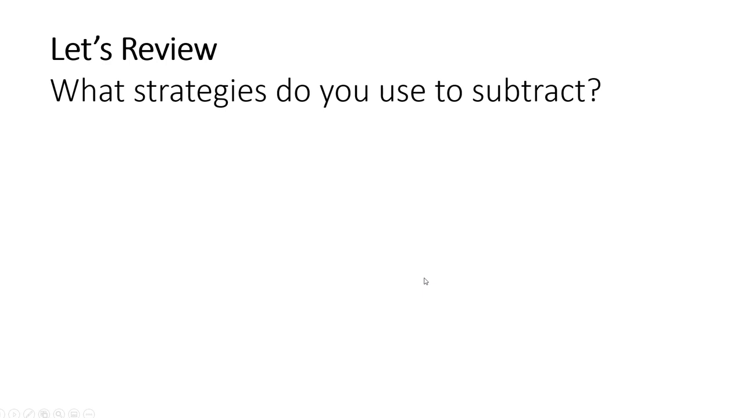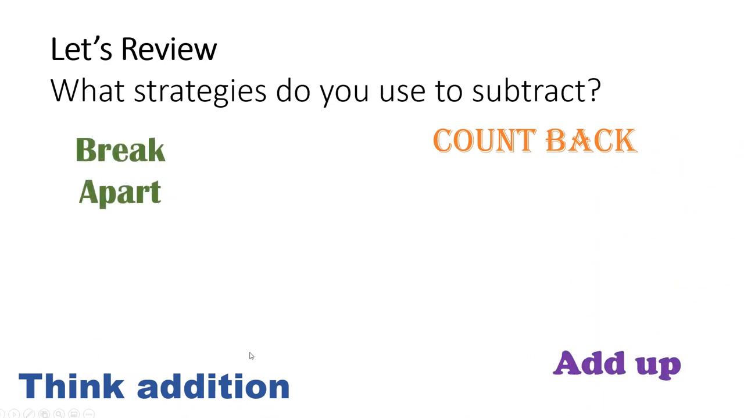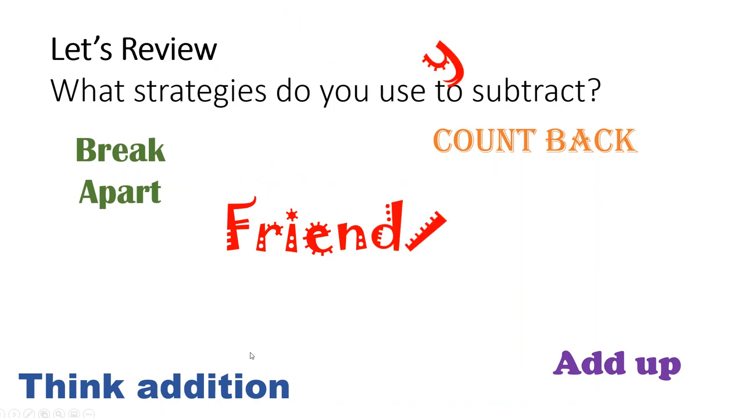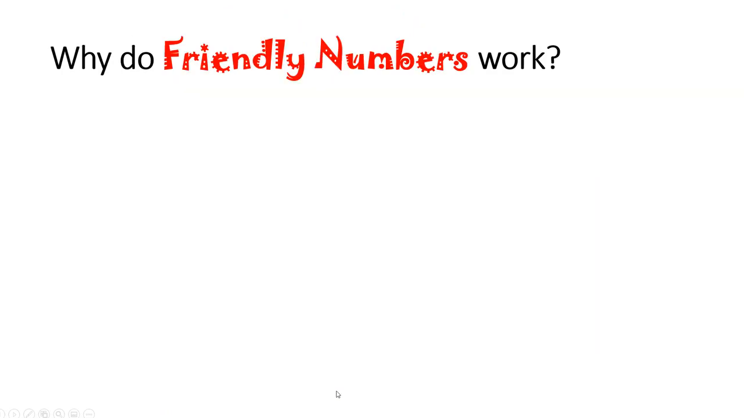All right. So we've reviewed some basic first grade math. But in 4th grade we use bigger numbers, but we're still going to review some little stuff, and we're going to learn how to do all this with bigger numbers in our head. So before we start, we want to think about all the different ways we learned how to subtract when we were little. We counted backwards. We thought about addition, we broke apart numbers, we added up, and we used friendly numbers. Friendly numbers are numbers that are easy to compute. That's all that a friendly number is, easy to compute. So we're going to dive deep into friendly numbers today, and why do they work?